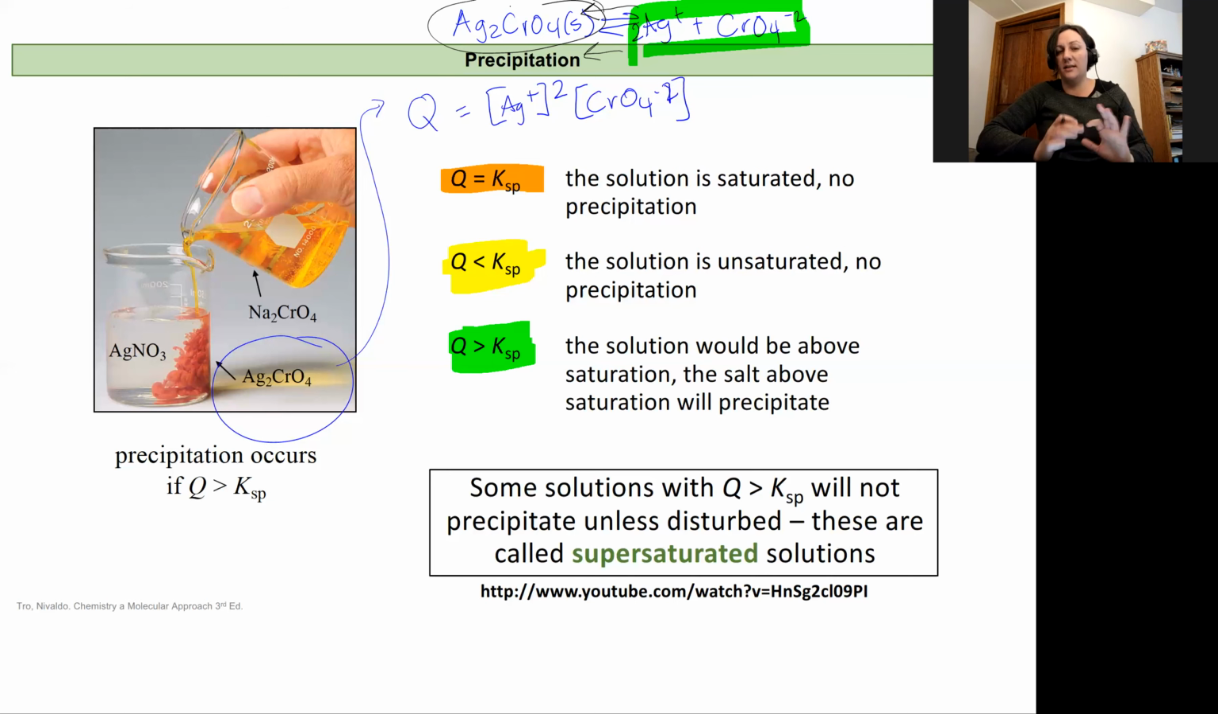There is the case where you would have a supersaturated solution, where Q will be larger than the KSP and it still wouldn't come out. An example of this off the top of my head is simple syrup.